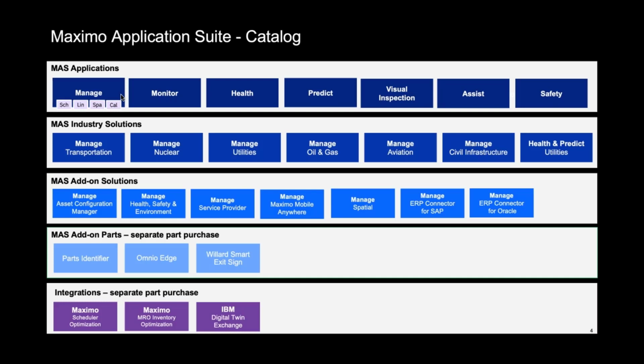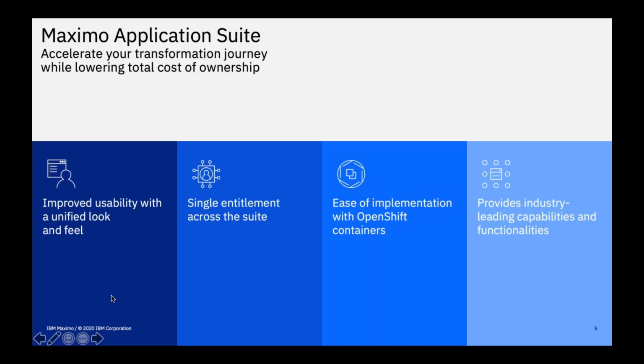So when you go into the application suite, this is the catalog that you have the ability to choose from. How does this catalog work and where are we going with it? With the Maximo portfolio and brand, we tried to improve the usability and create a unified look across the entire portfolio. Whether you go into Manage, Health, or Monitor in the application suite, the look and feel is going to be very, very similar.